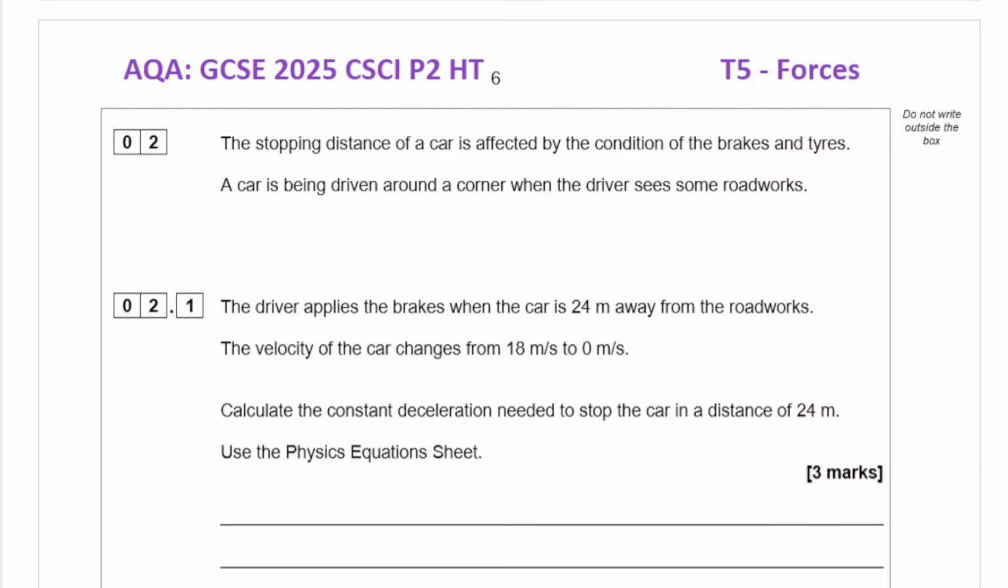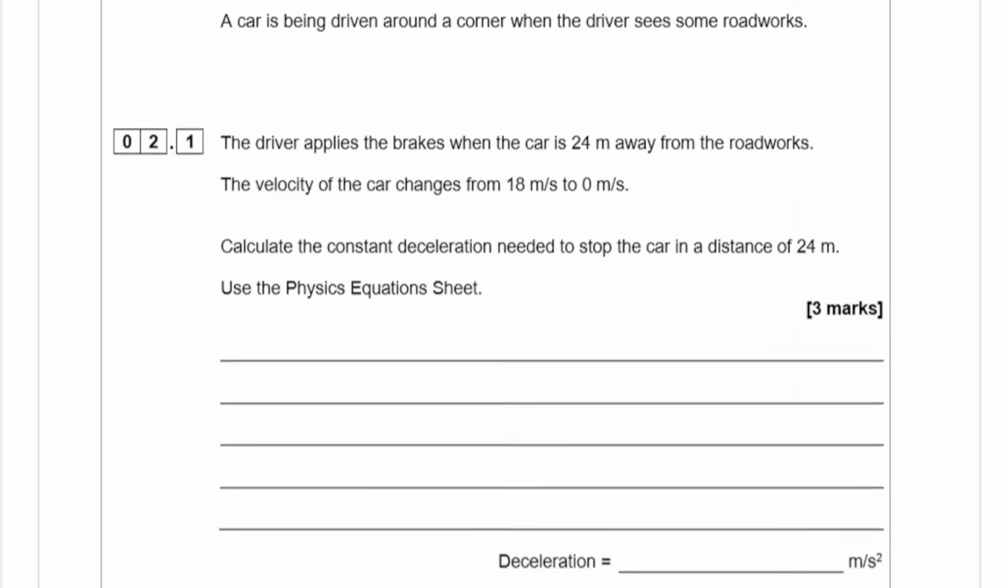A car is being driven around a corner when the driver sees some roadworks. The driver applies the brakes when the car is 24 meters away from the roadworks, so that the distance is S. S is not for speed here. When they say use the physics equation sheet, we're using the SUVAT equations. So S is for distance.